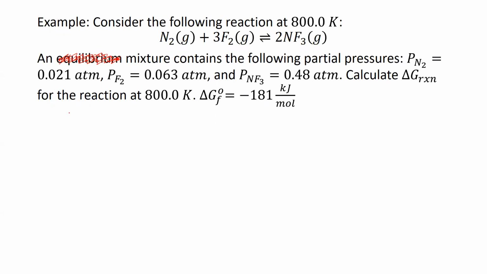And so what we can do here is understand that the delta G of this reaction will equal delta G naught minus RT ln of Q, where Q is going to equal, well, this is just coming from our concentrations above, right? 0.48 for the partial pressure of NF3 squared over 0.021 times 0.063, that comes from our reaction quotient expression. And so this particular calculation is a pretty simple one.